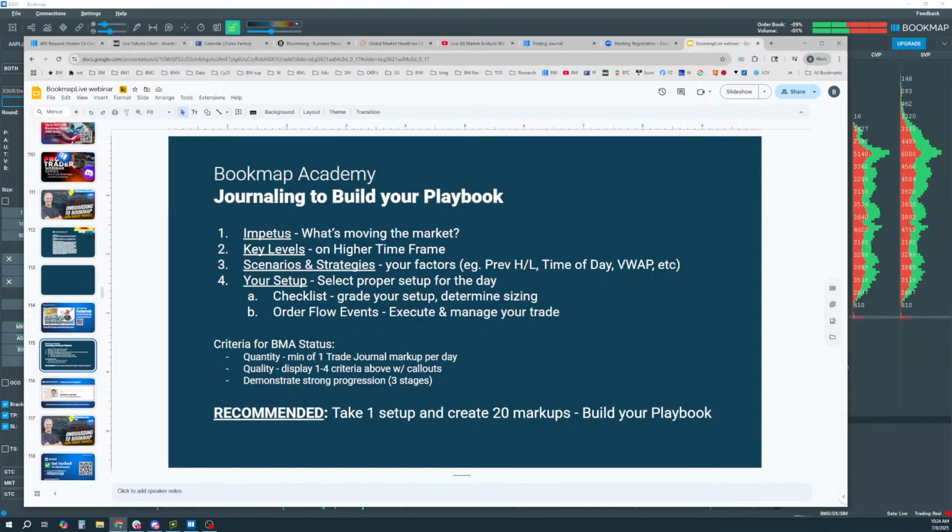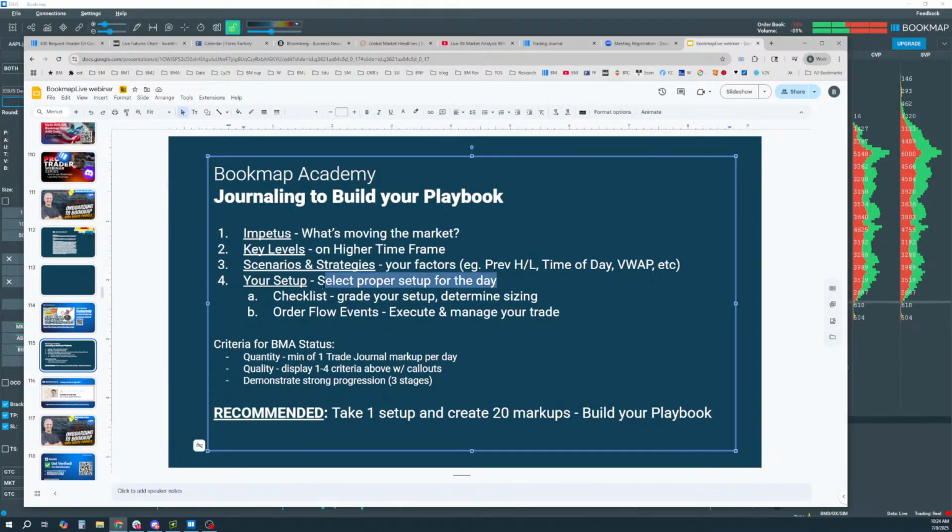Okay, part A and then part B. So you're trying to select the proper setup for the day. Okay, for the right strategy, the right environment in here, so you're in line with 1, 2, and 3. So with your setup, you're going to grade your setup and determine how much risk you want to put on. And then finally is the order flow event that kind of kicks everything off.